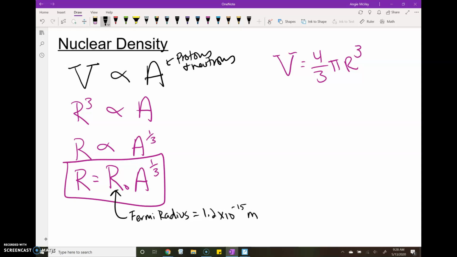So what is the Fermi radius? When would the radius of an element be the Fermi radius? Well, it would be with an A value of 1. So that would mean there is 1 proton or 1 neutron in the nucleus. If you had an A value of 1, that is hydrogen. So the Fermi radius is the nuclear radius of hydrogen.